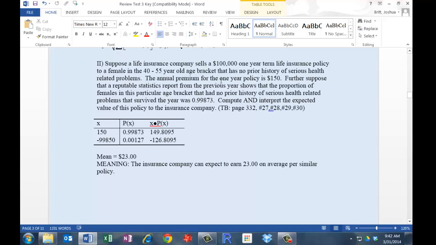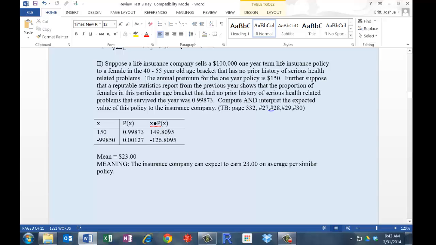Okay. Now here we have an insurance company that sells a $100,000 one-year term life insurance policy to a female in the 40 to 55-year-old age bracket that has no prior history of serious health-related problems. The annual premium is $150. Suppose that a reputable statistics report from the previous year shows the percentage of females in this age bracket that survived is 99.873. Find the expected value of this policy.